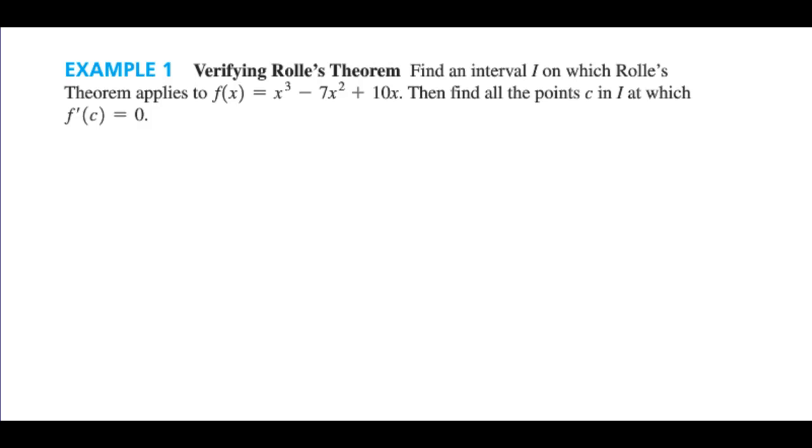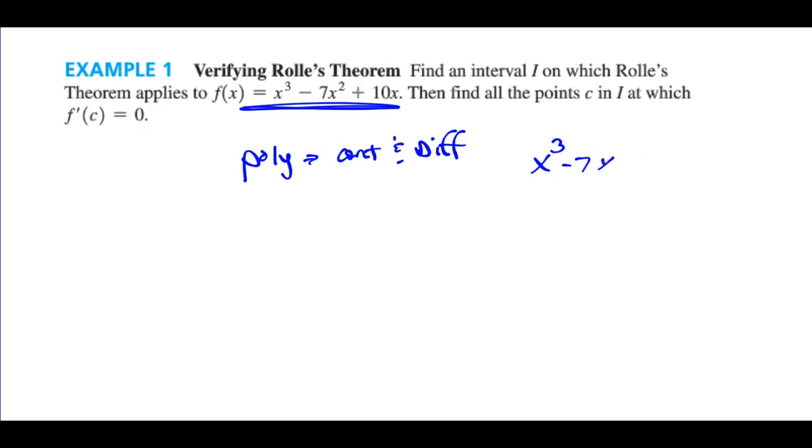So example number 1 says, let's go find a place. Well, since it's a polynomial, I know that it's continuous and differentiable at all points of the interval, but they don't give us f of a and f of b. So let's go find an a and a b where the y values are equal. And again, like I said, the easiest thing to do is go for the zeros, although you don't have to.